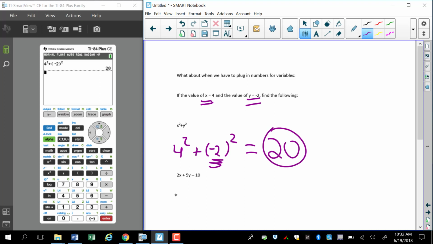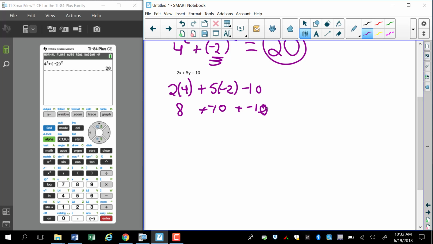You can plug it in. This will probably be a little bit easier, but same thing. Use parentheses. 2 times 4 plus 5 times negative 2 minus 10. I'll do this one by hand because it's pretty quick and should be straightforward. 8 plus negative 10 plus negative 10. 8 plus negative 10 is negative 2, plus negative 10 more is negative 12.